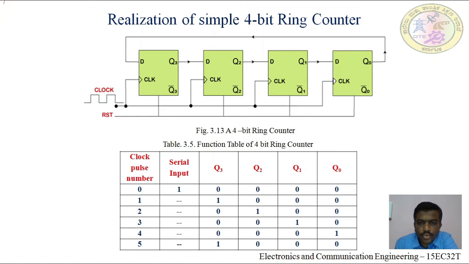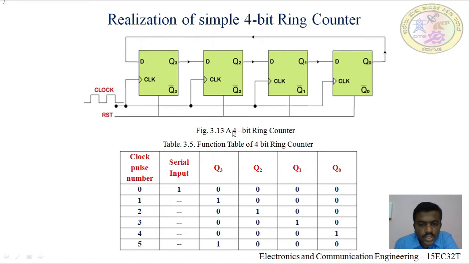Realization of simple 4-bit ring counter. Figure 3.13 shows a 4-bit ring counter constructed using 4-bit serial in serial out shift register. The 4-bit serial in serial out shift register is converted into a ring counter by connecting the Q output of the last flip-flop to the data input of the first flip-flop.